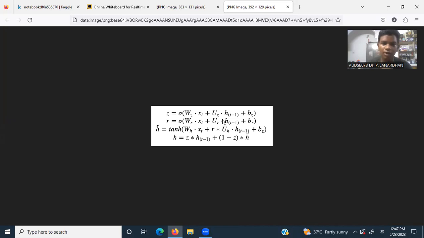So this is sigmoid, and then we have two outputs. What is the sigmoid function going to do? Whatever output we get, the sigmoid function is going to convert it into the range of 0 and 1. So we are going to have Z and R. Here W, U, and B are weights: WZ, WR, WH, and then UZ, UR, UH, and BZ, BR, and BH are weights.